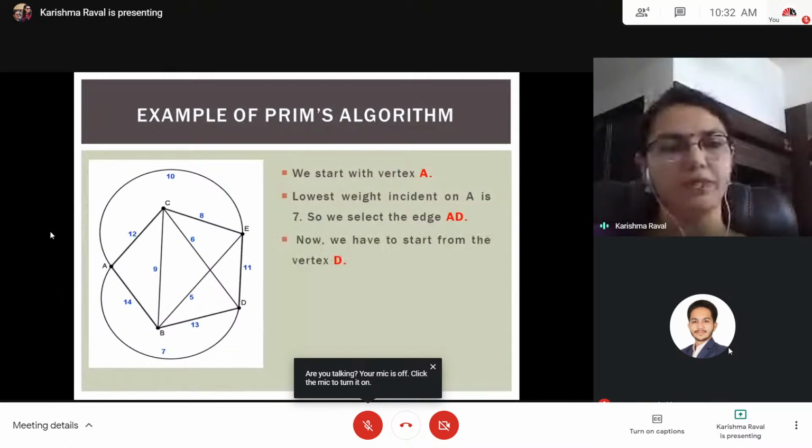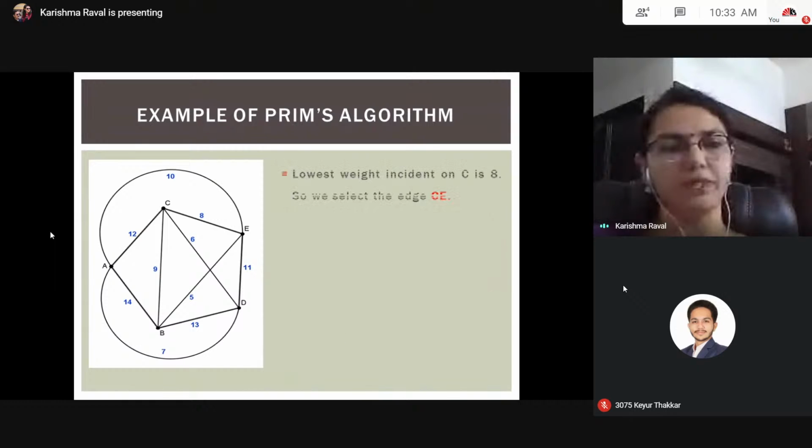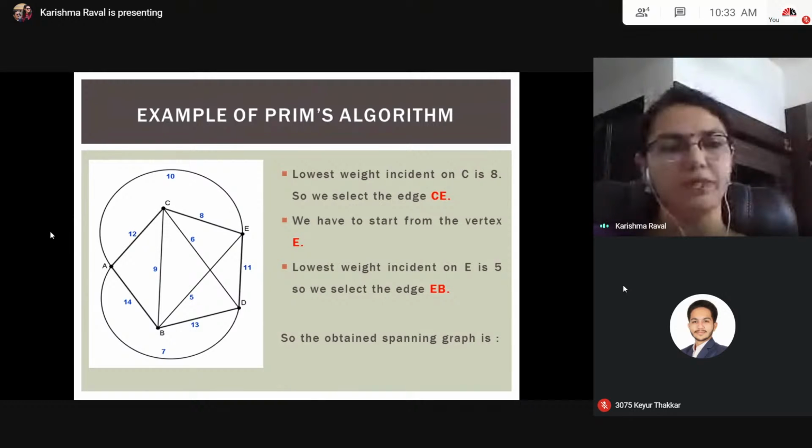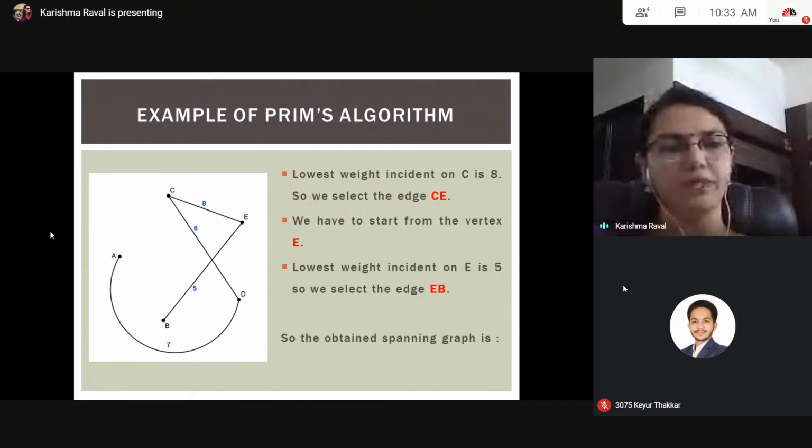When I have taken edge AD, the end vertex is D, and now we start from D. From D, the incident edges are of weight 13, 6 and 11. The least weight is 6, so we select DC. The end vertex is C, so now we start from C. Checking the edges incident on C, the weights are 8, 6, 9 and 12. So we take the edge CE. The end vertex is E, and similarly we continue to find the spanning tree. There are 4 edges which have been selected over here.